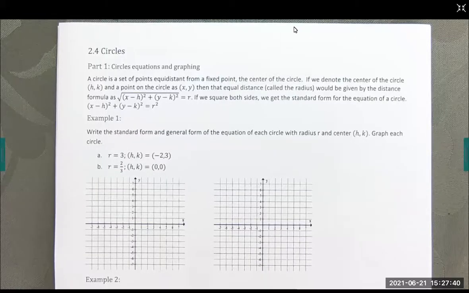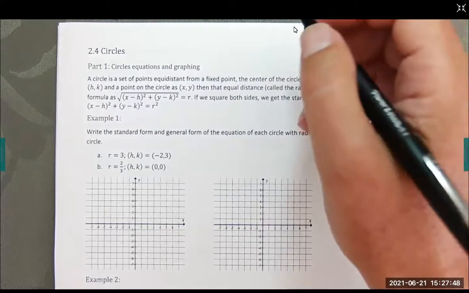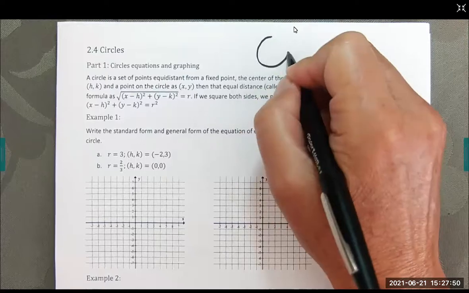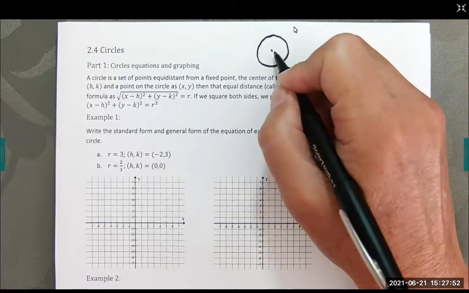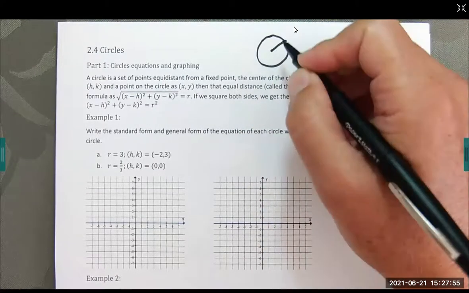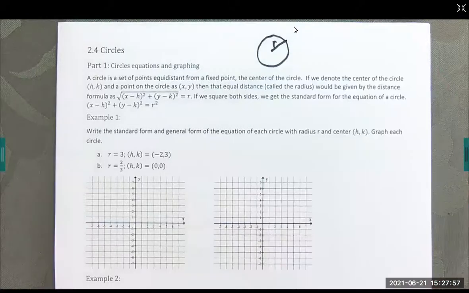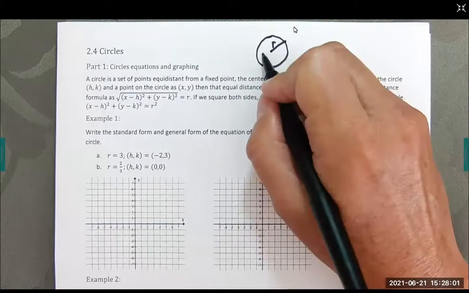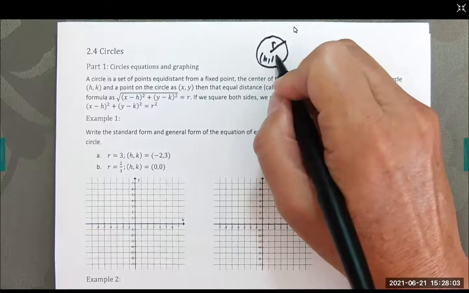Welcome back, everyone. Today we're going to talk about circles and equations of circles and graphing circles. So the definition of a circle is we have a point, and from that point, every other point is the same distance away. We call that r, or the radius. And the point we're going to call h comma k.